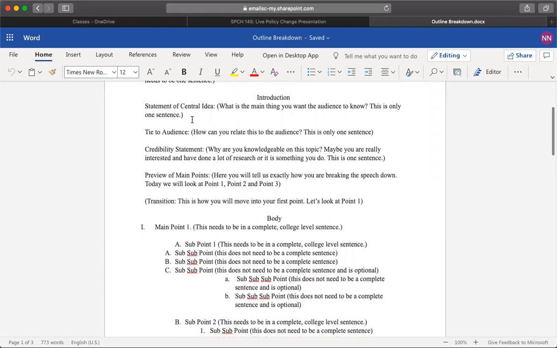your statement, a central idea. What's the main thing you want the audience to know? This only needs to be 1 sentence. So don't overthink this. But what is the main thing you want us to know? So for me, Henry VIII had 6 wives. It's a lot of wives. He had 6 wives. And I'm going to tell you about that.